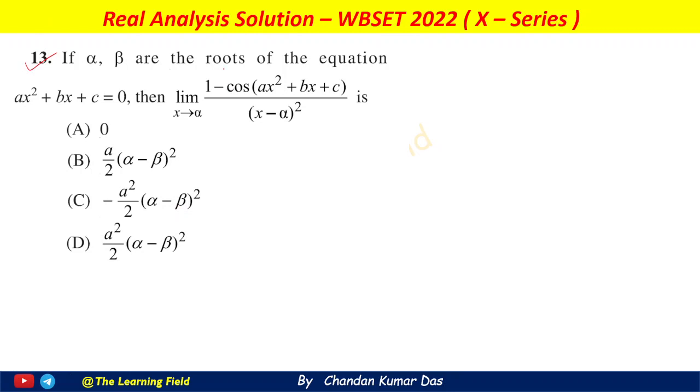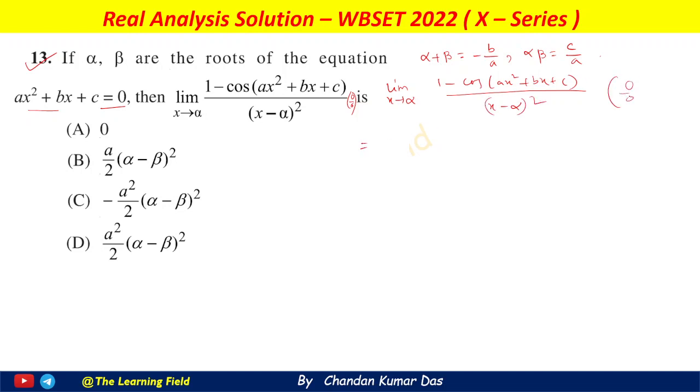If alpha and beta are two roots of the given equation ax square plus bx plus c equal to 0, since alpha and beta are the roots, therefore we can write the sum of the roots equal to minus b by a, and the product of the roots is simply c by a. Okay, now if we calculate the limit, this is the 0 by 0 form, you can easily check. So limit x tending to alpha, 1 minus cos of (ax square plus bx plus c) by (x minus alpha) square, we simply apply L'Hospital rule.